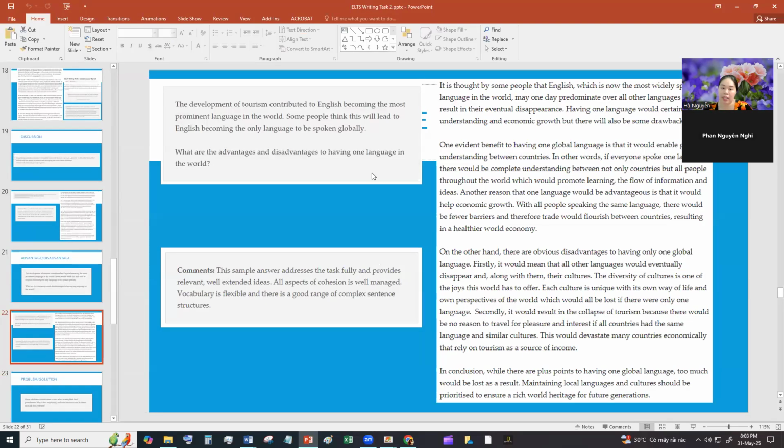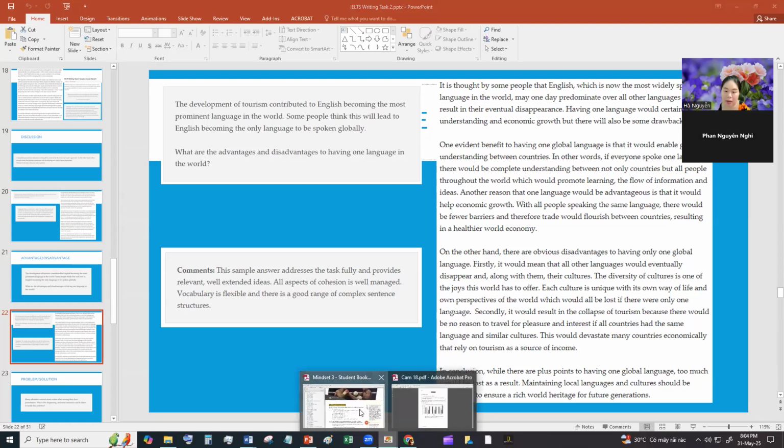Yeah, last time we looked at a sample essay, the advantages and disadvantages of having one language in the world. So you can see this is what I meant. So body paragraph 1 is going straight into the topic. One benefit is, another reason is, okay? So the other way is to have a topic sentence. On the other hand, there are obvious disadvantages to having only one global language. Firstly, it would mean, secondly, it would result in. Yeah, so there are two ways for you to organize your body paragraphs. There are some other ways, we'll get to know them more and more, but these are two basic ways.